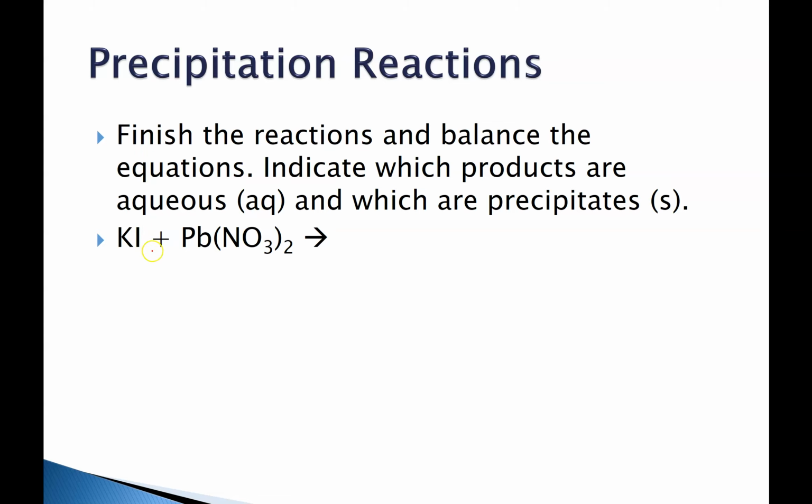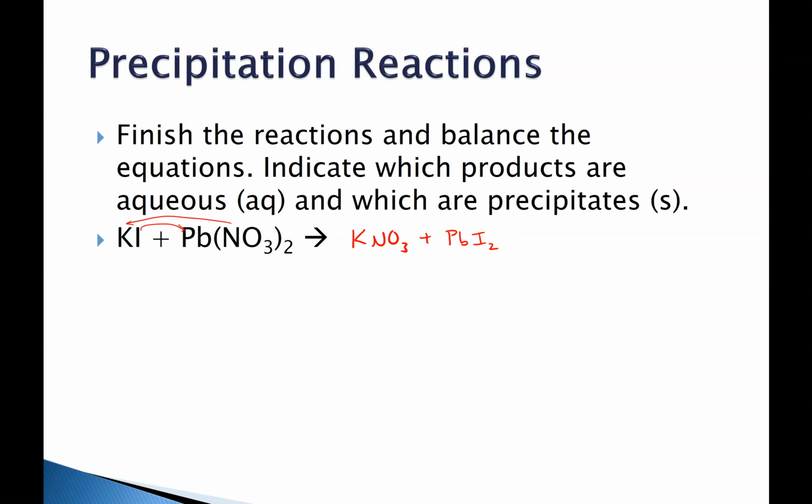So the first one here, we've got potassium iodide mixed with lead nitrate. Okay, we're going to do a double replacement. So we're going to pair our iodine with our lead, and we're going to pair our nitrate with our potassium. And we're going to get KNO3. Potassium's +1, nitrate's -1, so those come out nicely. Plus lead, which is +2, iodide, which is -1. So we're going to need 2 iodines. So our products would be KNO3 plus PbI2.